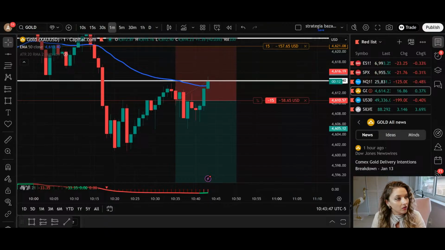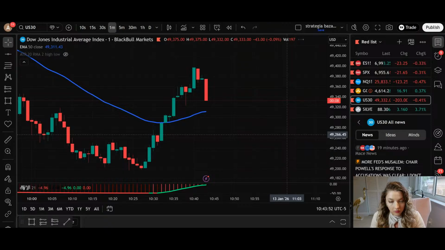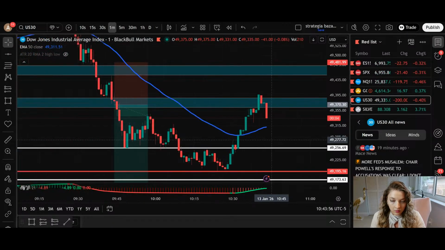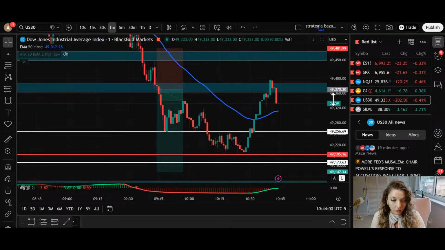Okay, US30 rejected that. Rejected this area. So let's wait to go back below the EMA and probably go to a short.